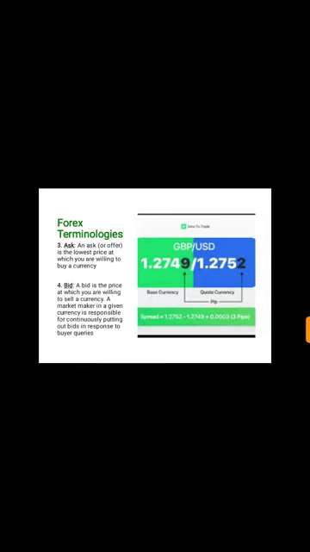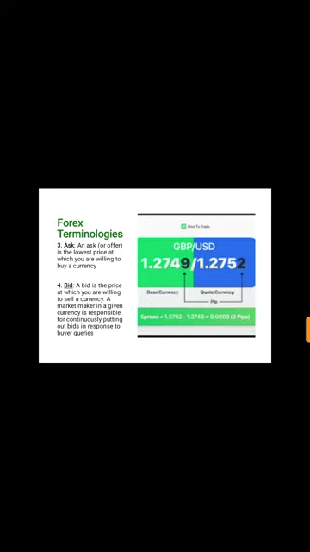Now number 3, ask price. What is ask price? Ask price is basically the lowest price at which you are willing to buy a particular currency. That's basically it. And what is bid price? Bid price is basically the highest price at which you are willing to sell a particular currency.